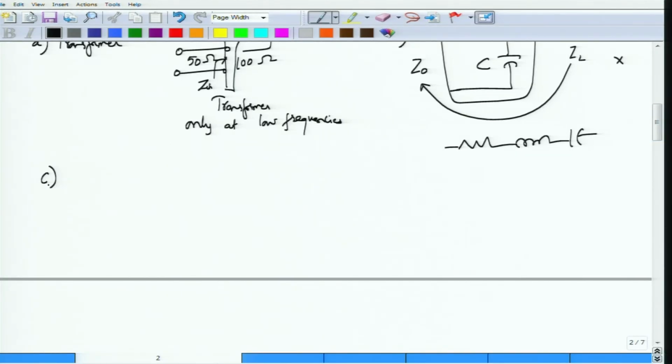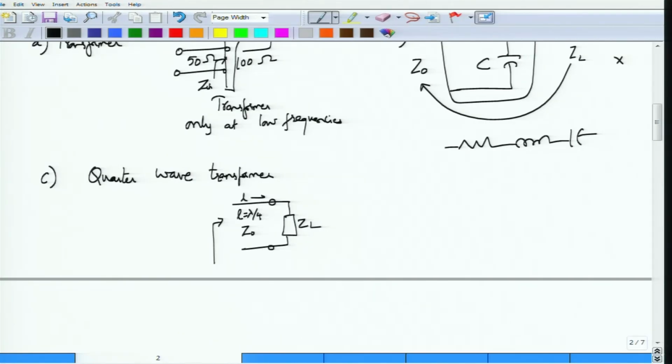There is an analogous transformer matching in transmission lines, using transmission lines, and this is called quarter wave transformers. Quarter wave transformer works on a very simple idea. Suppose I have a load impedance ZL connected to a transmission line of length L equal to lambda by 4, having a characteristic impedance Z0. In this case, the input impedance seen at the input terminals of the transmission line is actually equal to Z0 square by ZL.